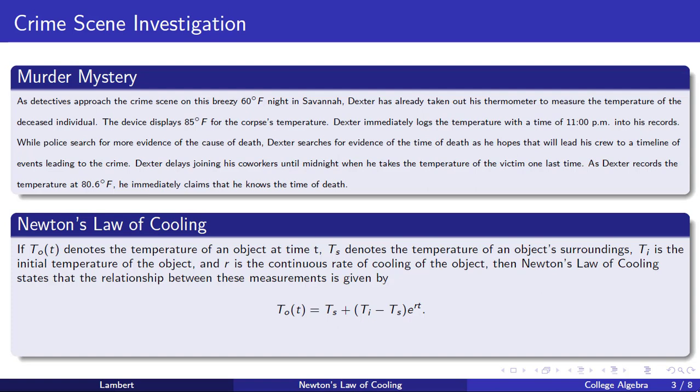We have this nice formula that actually states the relationship between these measurements, and it's T sub O of t, little t, equals T sub S, so that's temperature of surroundings, plus T sub I, which is the initial temperature of the object, minus T sub S, that's the temperature of the surroundings. That part is in parentheses, and then times e, and e being that number 2.71828, and so on and so forth, raised to the rt power, where t, the little t here, is actually time. So we can apply this to this situation, and this is how we can actually get a time of death.